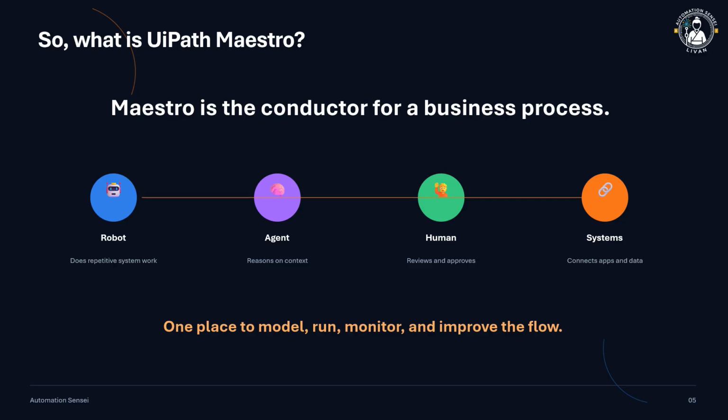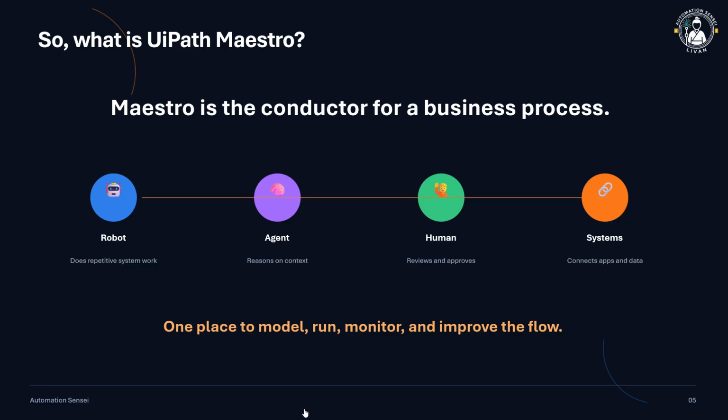So what is Maestro? In simple words, Maestro is a platform which you will use to model and run end-to-end business processes. So what is UiPath Maestro? In simple words, with UiPath Maestro, you can easily model a business process and execute it end to end. It allows us to design a business workflow that can connect the different components of automation, such as RPA or AI agents, and involve humans wherever required.